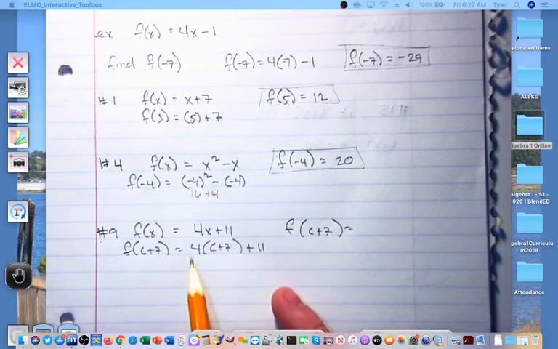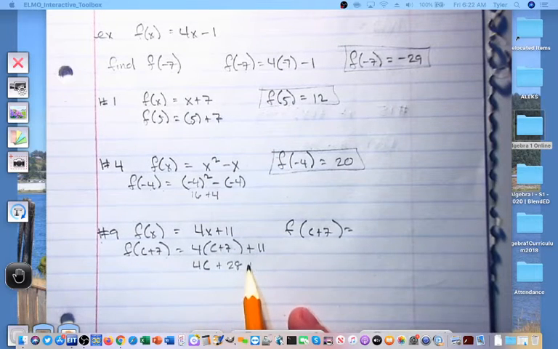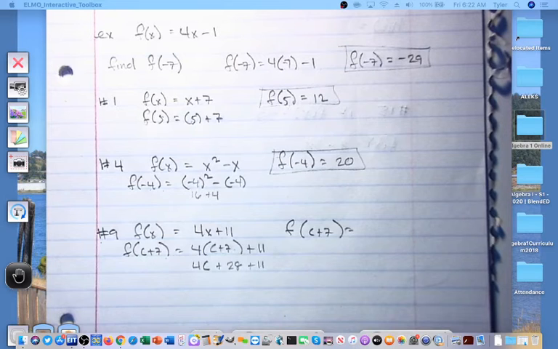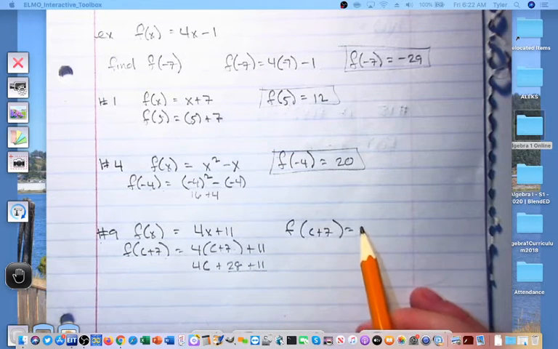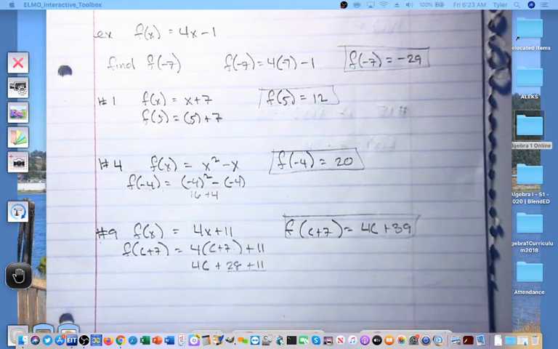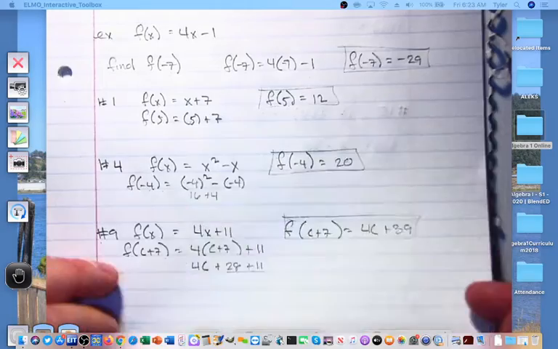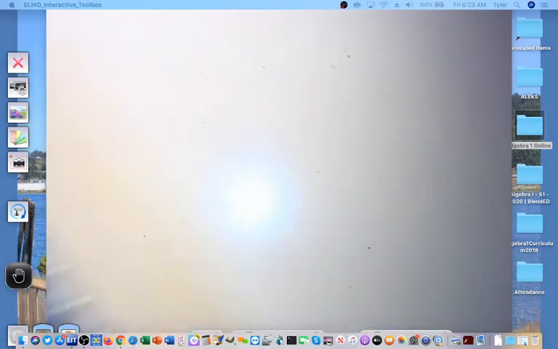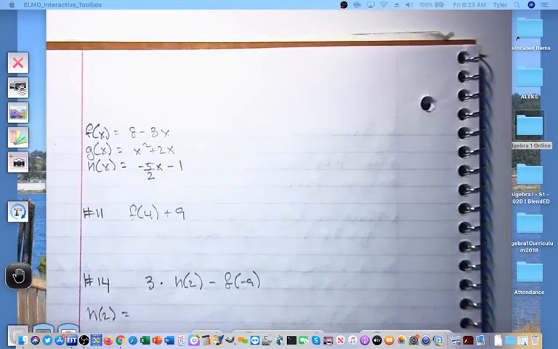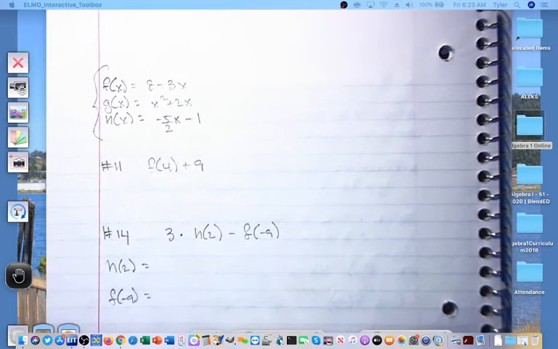So in this case, I'm going to have to distribute. I get 4 times c is 4c plus 4 times 7 is 28 plus 11. And now I just have to simplify that a little further. 28 plus 11 can be combined. And that tells me that the f of c plus 7 is equal to 4c plus 39. Final answer. Now they keep going with this. There's all kinds of inputs that we can put into it, but we can also use this notation in some interesting ways to write rather complicated problems in a more simple fashion. So for my next series of questions, we're going to use the following 3 functions.